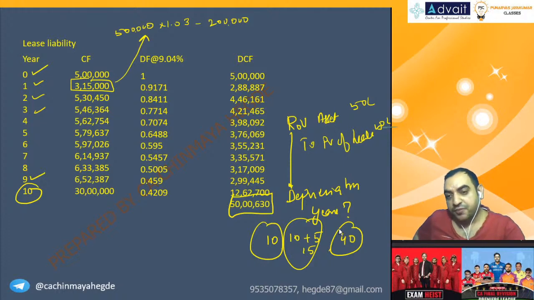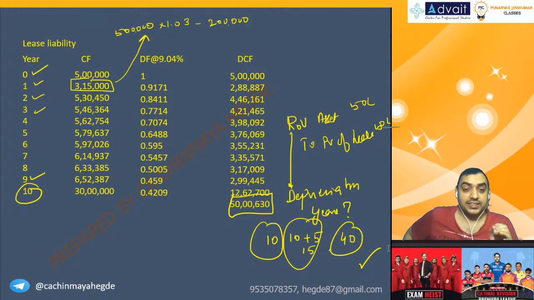Okay, 10, 15, 40. The answer is 40 years. Because the entity is likely to exercise the purchase option, it means the entity is likely to be the owner for 40 years, its useful life. If the entity was not likely to purchase, then 10 years is correct. Hope the point is clear.